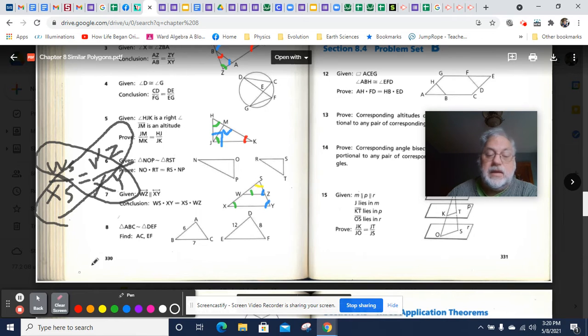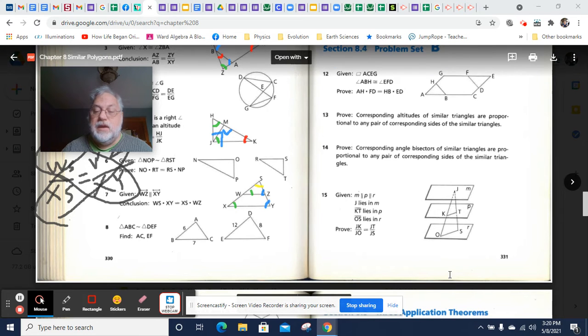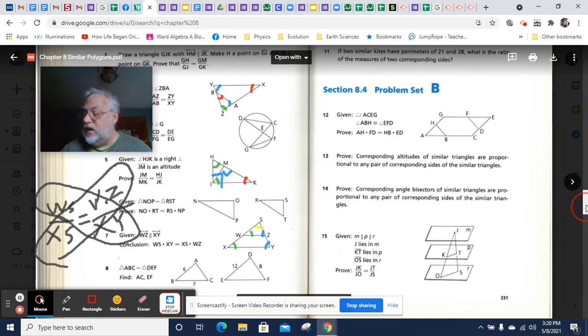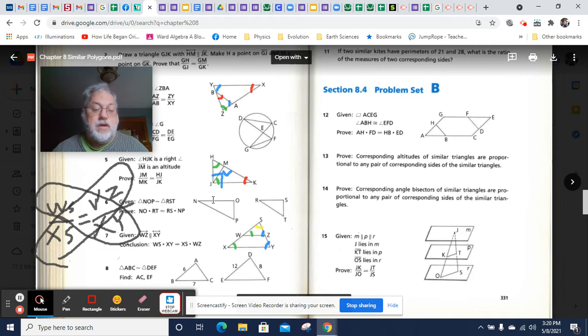All right, let me take a look at our next ones, which are 12 and 13, and then 14. So let's go over there. I'm going to move my face over here, and let's scroll up to, well, there we go, 12, 13, and 14. All right, 12, we've got a parallelogram. As soon as we have parallelograms, we have some possibilities of congruent angles.